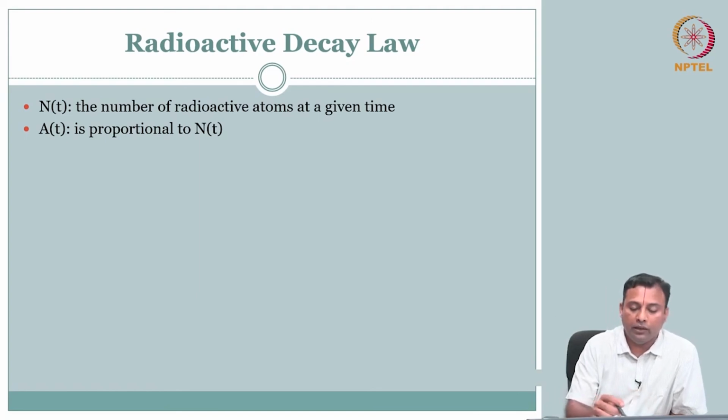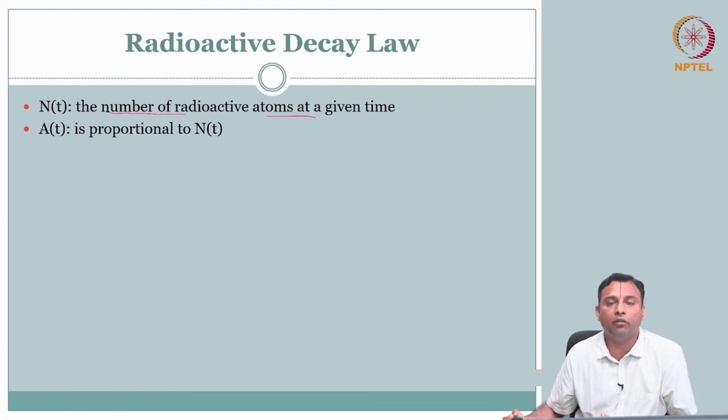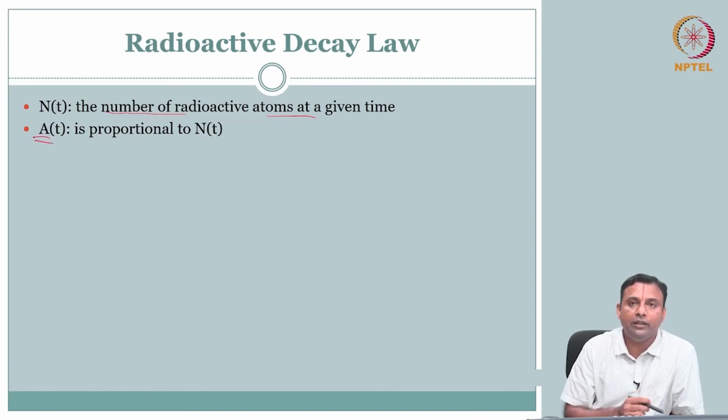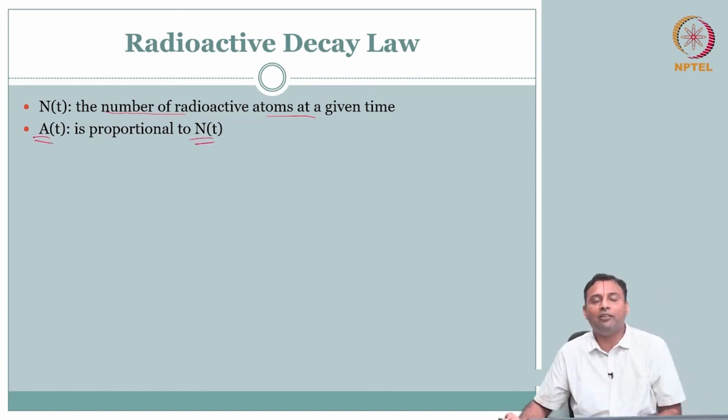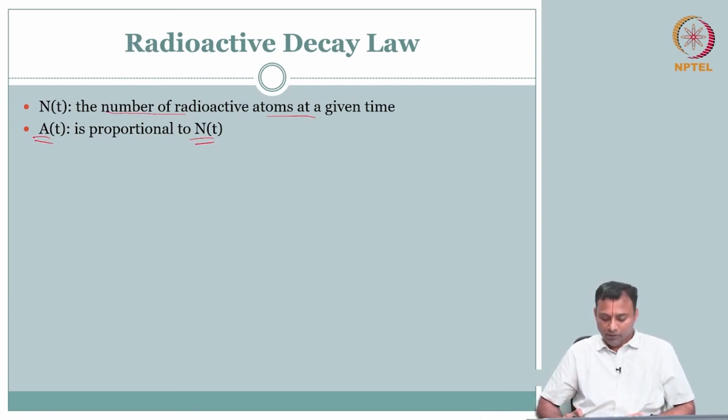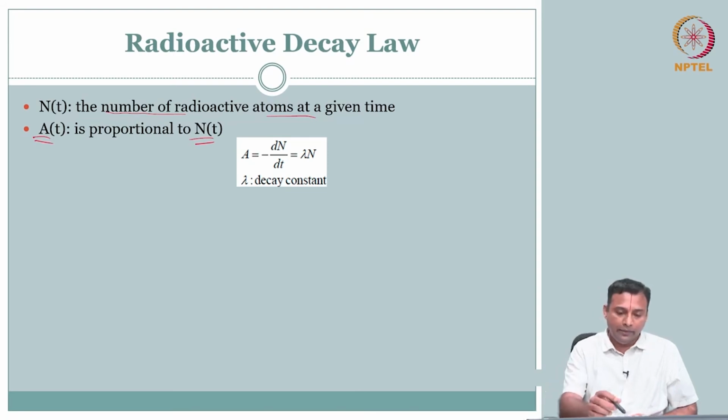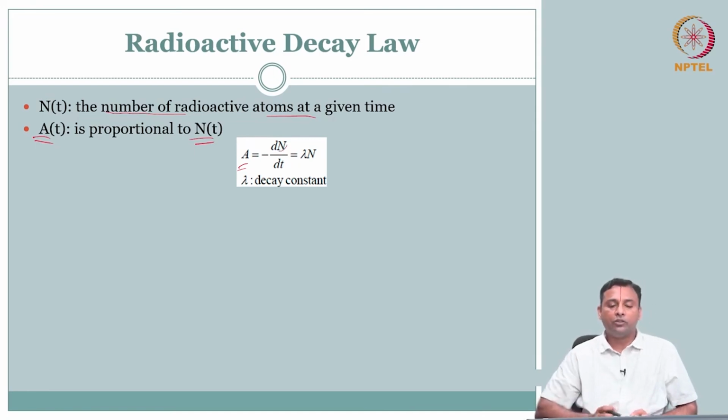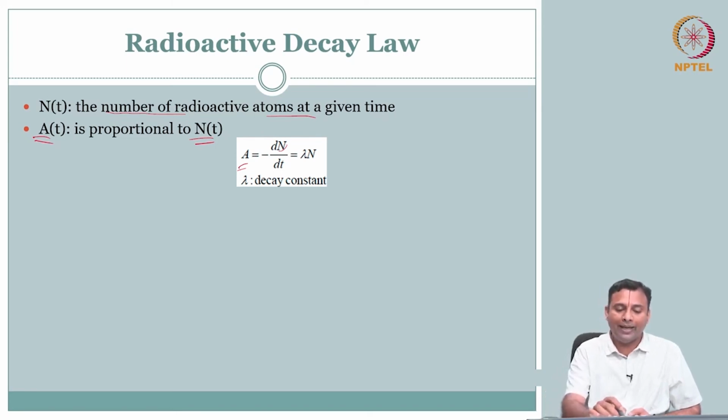You start with N, the number of radioactive atoms at any given time. What is radioactivity? Disintegrations per time. So A of t, your radioactivity, is proportional to the number of radioactive atoms that are there at that time. Just pretend that N is continuous. So you have a rate of change. Your radioactivity is the number of disintegrations, so in time, how many atoms change. So A is equal to minus dN by dt, which is equal to lambda N. So lambda is your decay constant.